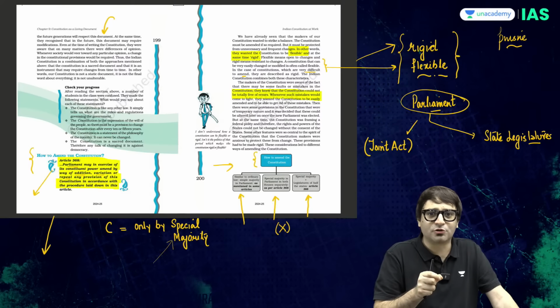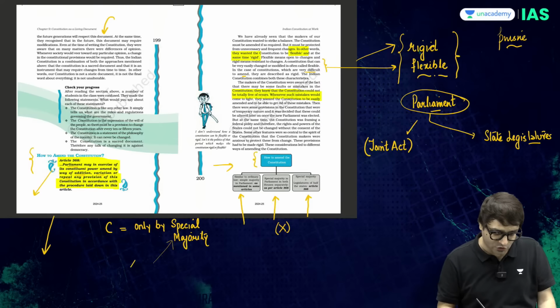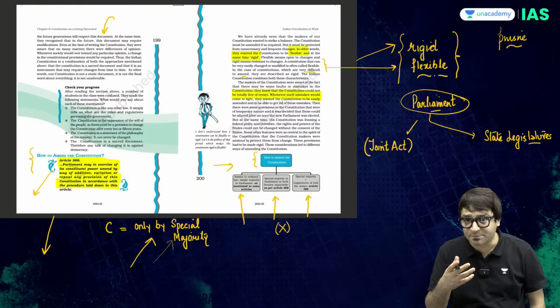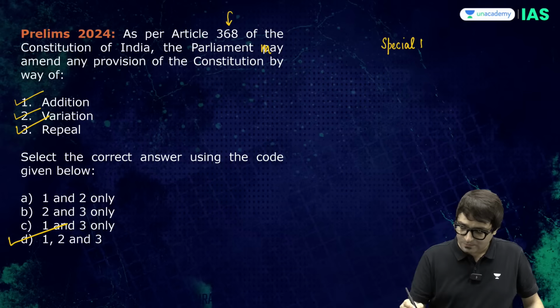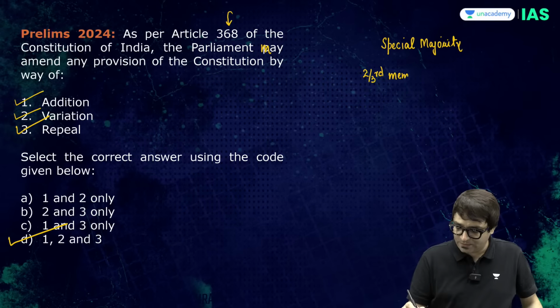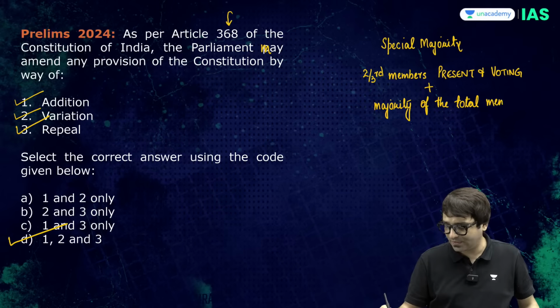So there are some changes that can be made to the Constitution by simple majority, but we don't call them amendment. Long story short, keep it in your mind, the Constitution can be amended only and only and only by special majority. But what sort of special majority? One special majority is 2/3 of the members present and voting, plus a majority of the total membership of the House.